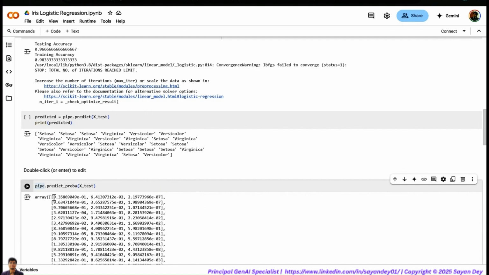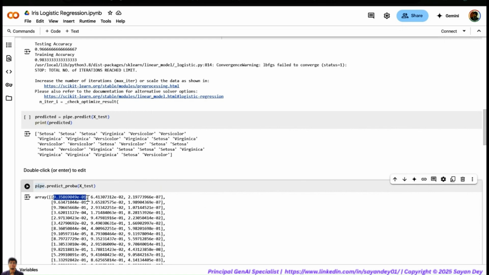So very clearly, the probability of setosa is 93.58%. What is this E minus 0.1? E minus 0.1 stands for exponential. It means 10 to the power minus 1. That is the meaning of E minus 0.1. So that's the inference we can get out of it overall.